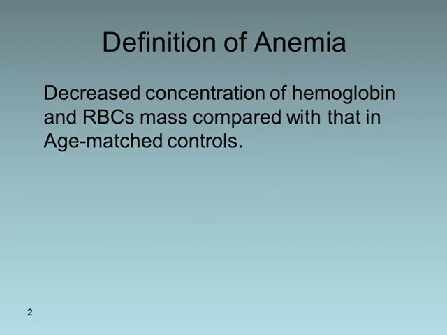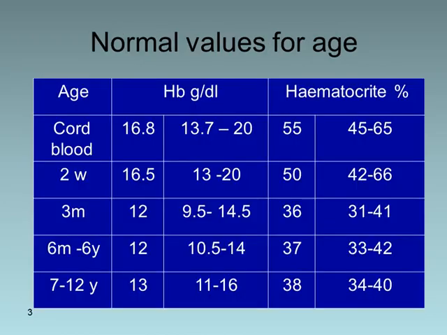Definition of anemia. It is defined as decreased concentration of hemoglobin and red cell mass compared with that in age-matched controls. So, to have an idea about this, we should know the normal value for different age groups. The highest level of hemoglobin and hematocrit is usually found in the cord blood. As you can see, it is 16.8 with a range of 13.7 to 20 and a hematocrit of 55 with a range of 45 to 65.